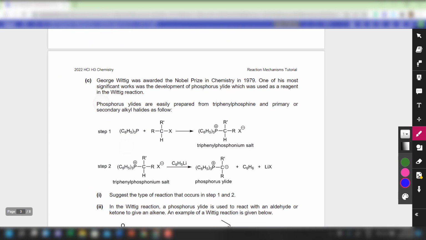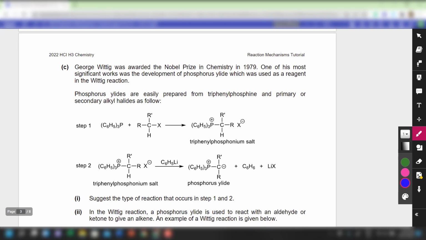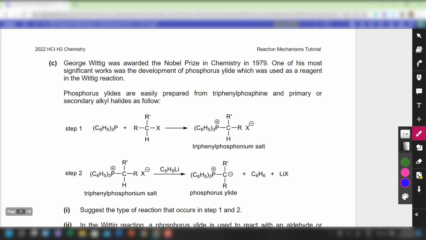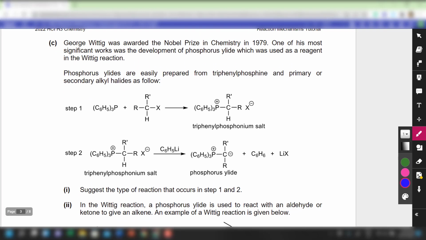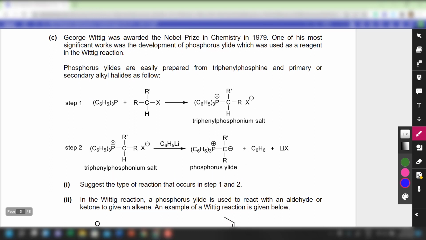So with that, we're just going to quickly move on to part C, which again is not a very difficult part. Often in H2 assessment in the various colleges, part C is something which comes out quite commonly. So we have this George Wittig. Wittig is a German chemist, so I think in German it's pronounced differently, but I don't think I will use the German pronunciation. The Nobel Prize 1979. One of the most significant works is the Wittig reaction using phosphorus ylides.